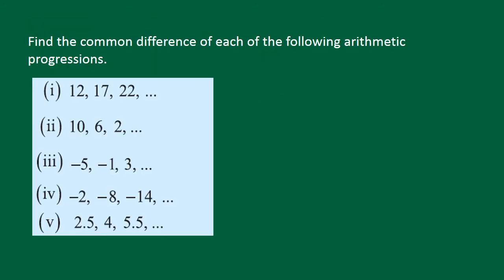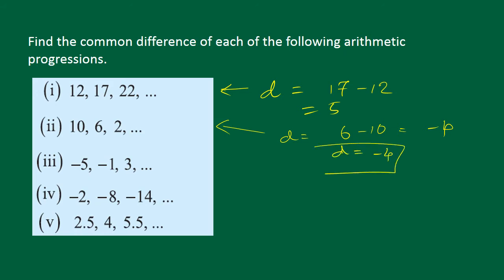So find the common difference of each of the following arithmetic progressions. So we just need to subtract, that's it. d is 17 minus 12, then you get 5, right? And d is 6 minus 10, that is minus 4, right? d is minus 4, here d is 5, that's it.